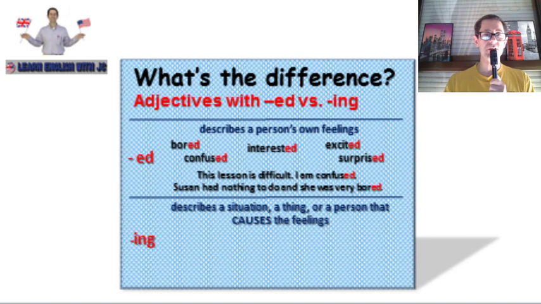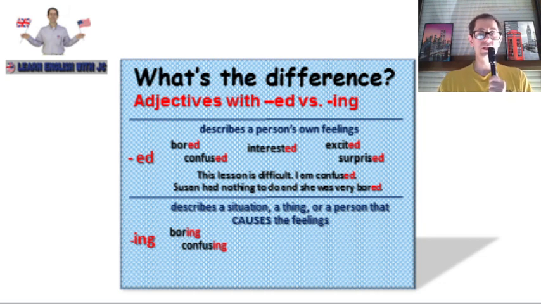All right, so let's concentrate on the ones ending in ing. These adjectives describe a situation, a thing, or a person that causes the feelings, but you are not describing the feelings. This is a situation, I repeat, a situation, a thing, or a person that causes the feelings.